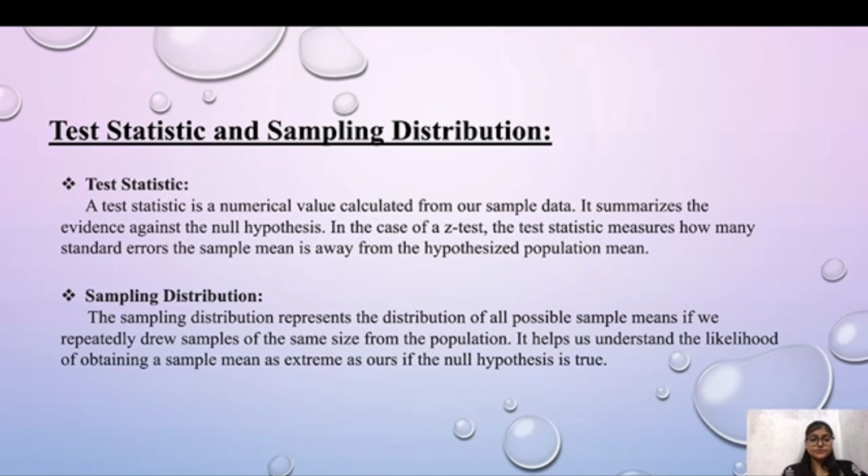The sampling distribution represents the distribution of all possible sample means if we repeatedly draw samples of the same size from the population. It helps us understand the likelihood of obtaining a sample mean as extreme as ours if the null hypothesis is true.